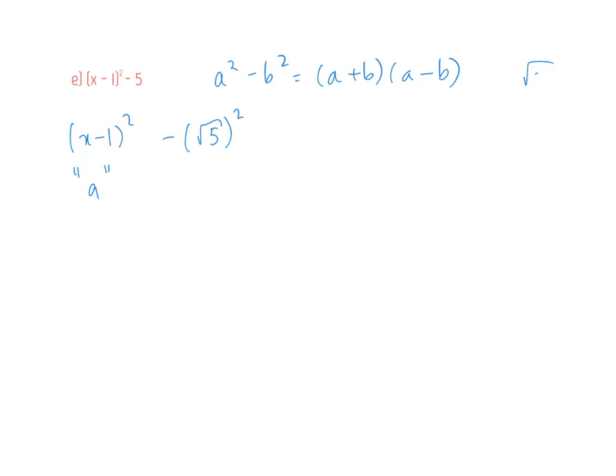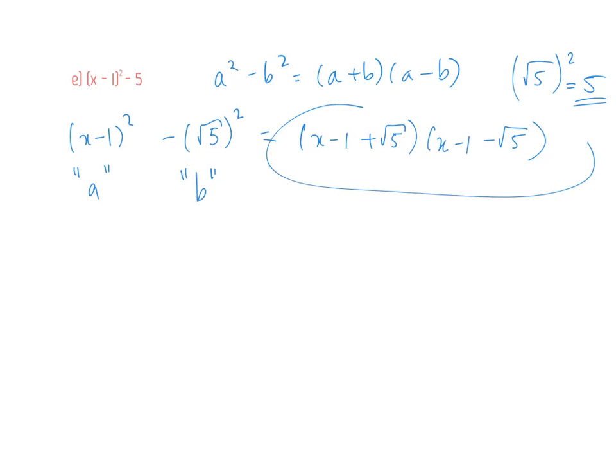Remember, square root of 5 squared just gives me 5. So I haven't changed the answer, and that's b. So I have x minus 1 plus square root of 5 and x minus 1 minus square root of 5. And that is my factorised form using difference of perfect squares.